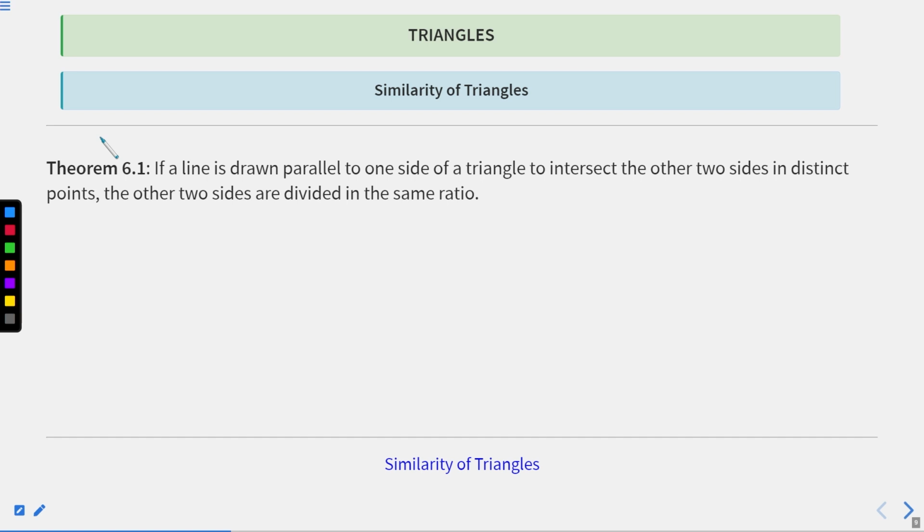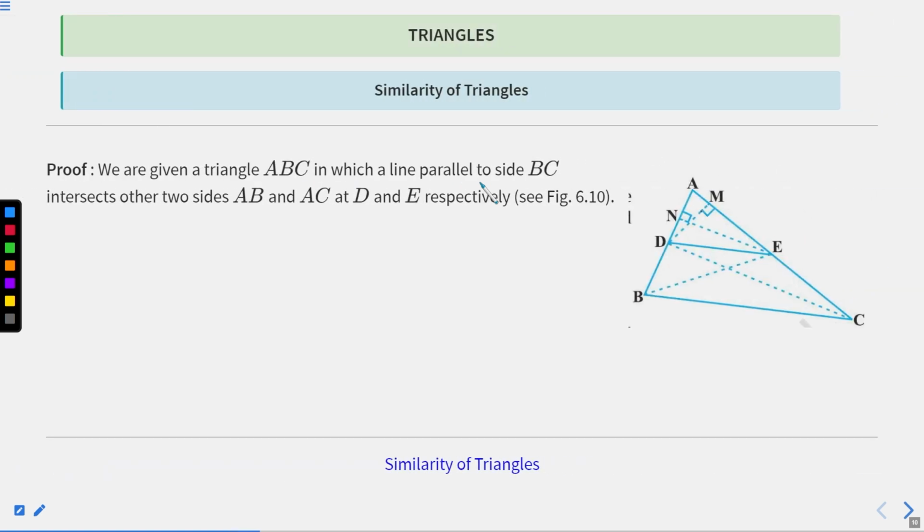Now here we see an important theorem. This theorem states that if a line is drawn parallel to one side of a triangle to intersect the other two sides in distinct points, the other two sides are divided in the same ratio. So if we draw a line parallel to one side of the triangle which intersects the other two sides in distinct points, then the other two sides are divided in the same ratio. So let us prove it.